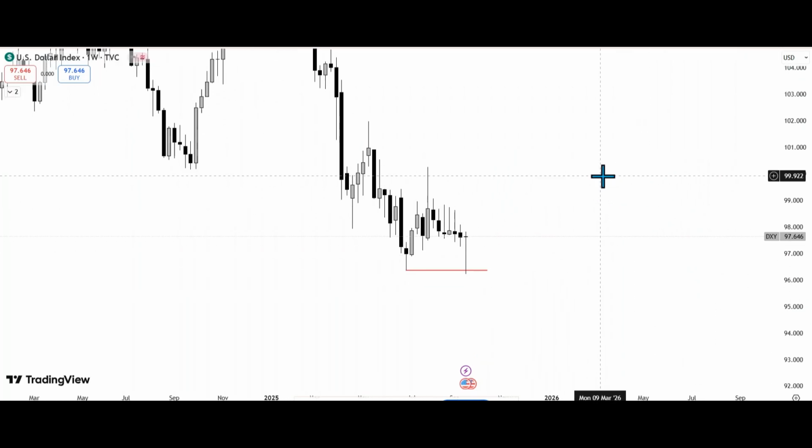If you look at the DXY for some few weeks now, we have been watching this sell side liquidity as our target. And finally, this week price tagged that external range liquidity. So, this is what we got. This is a rejection week.